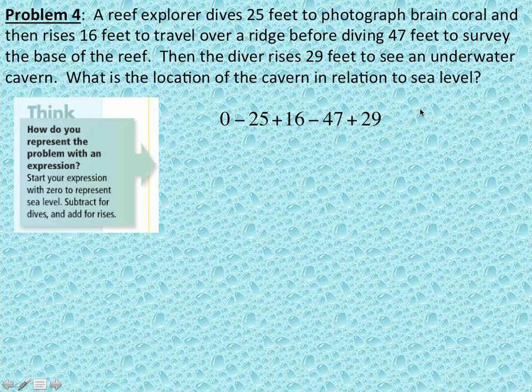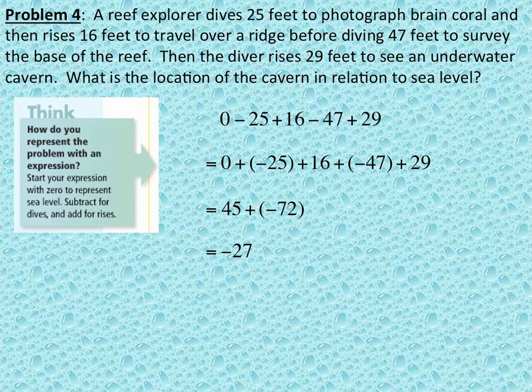Got a calculator, go ahead and punch all that right into your calculator. Sometimes it's easier to help yourself organize a little bit. So 0 plus negative 25 plus 16 plus negative 47 plus 29. We just applied the rules of turning subtraction into addition of the opposites, and it would look like that. I would wind up with 45 plus negative 72, which is negative 27.